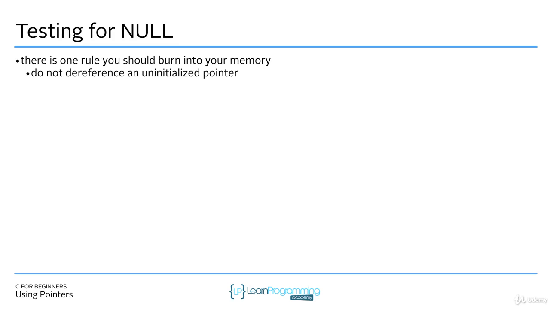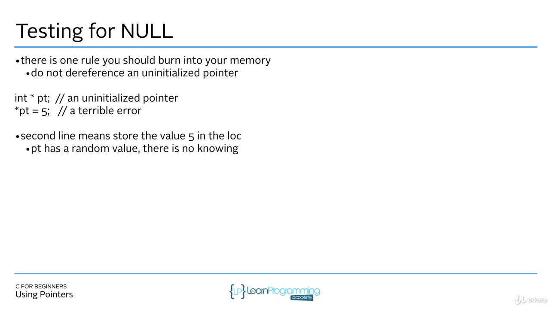Testing for null. There's one rule that you have to burn into your memory. This is very, very important. We talked about dereferencing, but what happens if you dereference an uninitialized pointer, a pointer that's pointing to nothing, or a pointer that doesn't have memory allocated for it? So what if we do something like this? We declare a pointer, but we've never actually initialized it, and then we try to assign to it. We dereference it and assign to it.